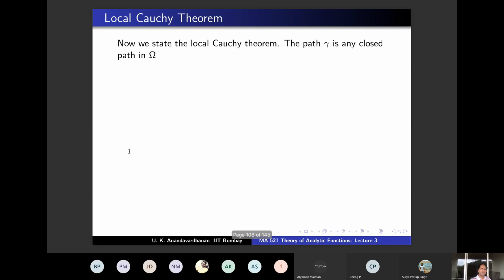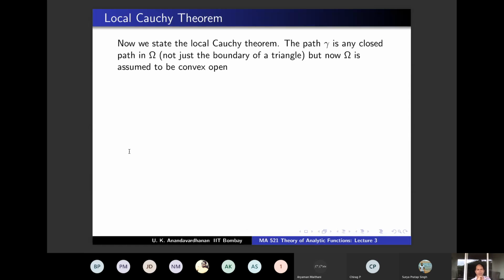Very quickly, path gamma is any closed path in omega, not just the boundary of a triangle. But on the other hand, my omega is not just any open set. I am going to take a convex open set. You will see the convexity in the proof. The function f is as earlier.